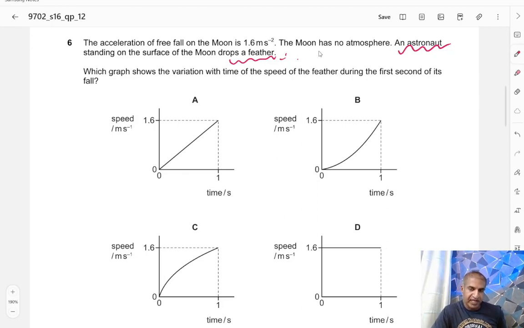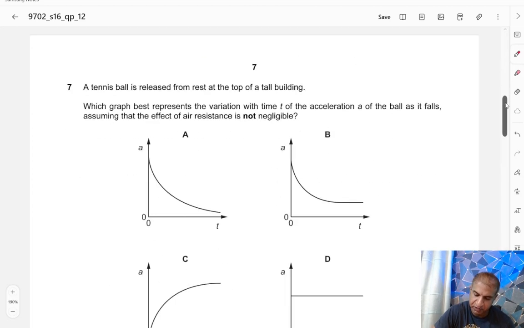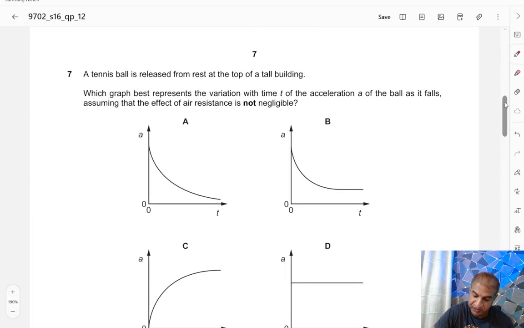Okay, so we have no atmosphere. That means there is no air resistance. So it means that the acceleration should be pretty much constant. And we happen to have the speed time graph in all the options over here, and the speed time graph would have a constant gradient, because if the acceleration is constant, that means the gradient of the speed time graph should be a constant. And the best option is obviously A, for a simple piece of cake question. Let's just move on to the next question. This looks interesting.